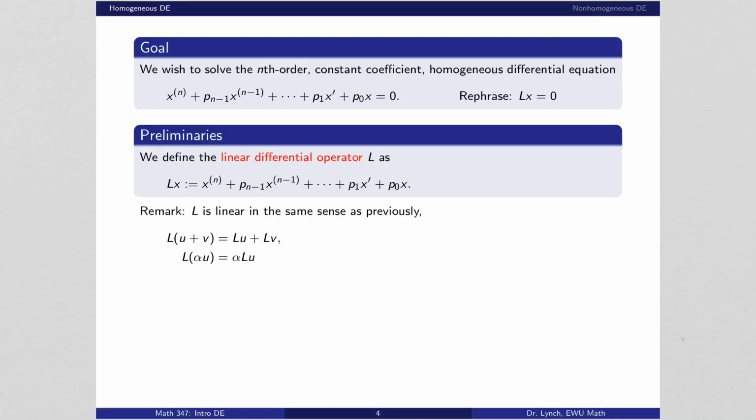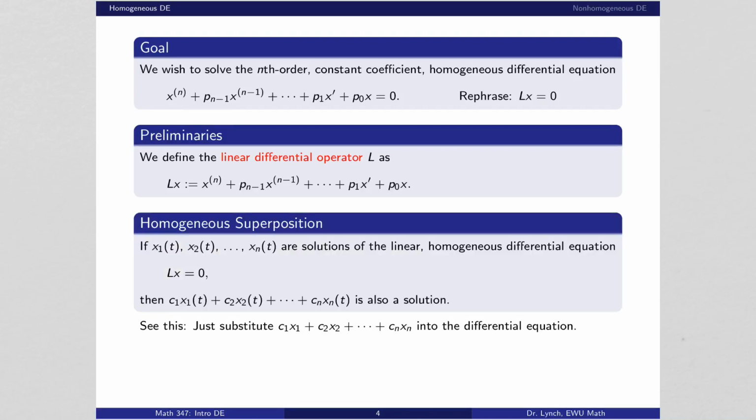This is a linear operator in the same sense it was previously, namely that the differential operator applied to a sum is the sum of the differential operators, and similarly you can pull a constant out. The principle of homogeneous superposition applies to this nth order operator too. Namely, if we have n solutions of this differential equation, any linear combination of those solutions is also a solution. You can see this quickly by substituting the expression c1x1 plus c2x2 out to cnxn into the differential equation and using linearity.